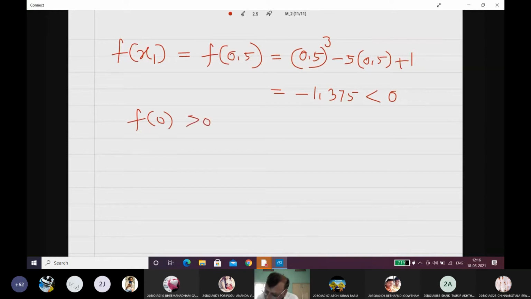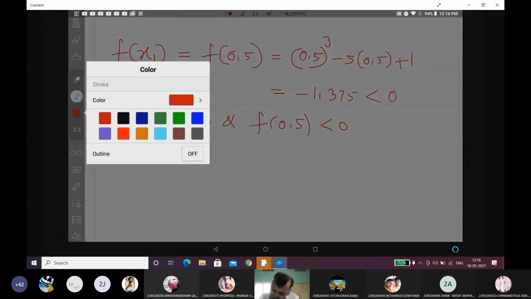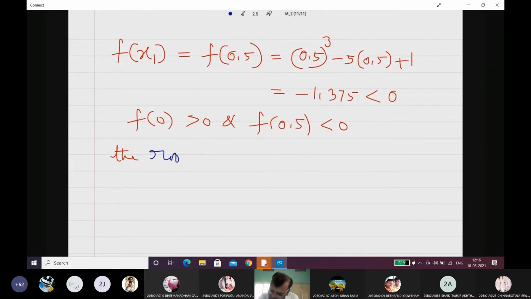f of 0 is positive and f of 0.5 is negative. Therefore, the root lies between 0 and 0.5, right?